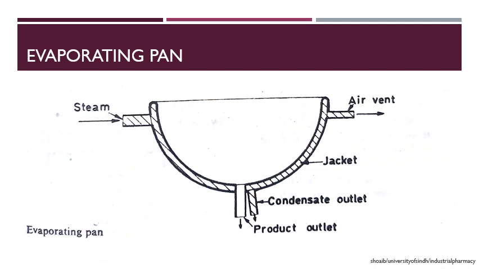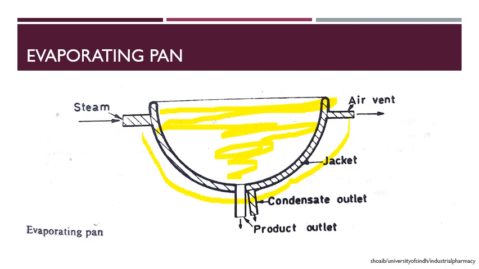Now, firstly, we will be discussing the construction and the working principle of the pan evaporators or the evaporating pans. Here you see there is a hemispherical bowl or pan. In this hemispherical bowl, our liquid product is present. Here will be the liquid product.